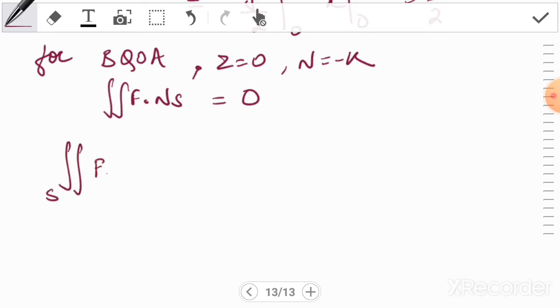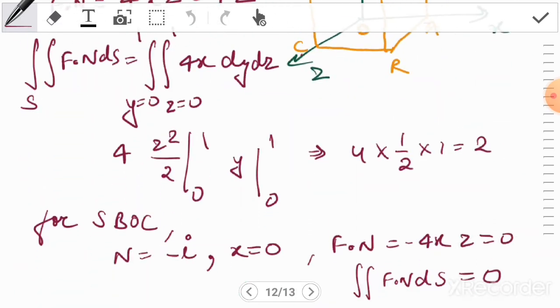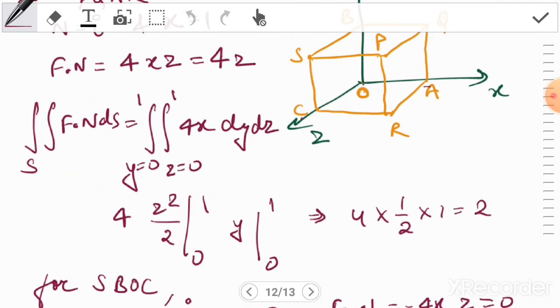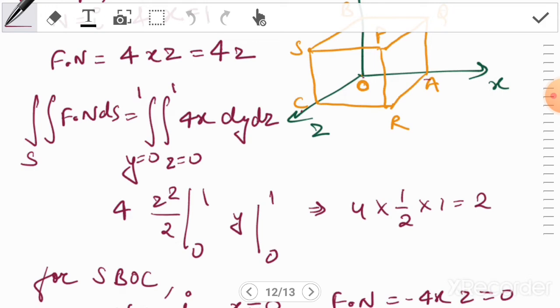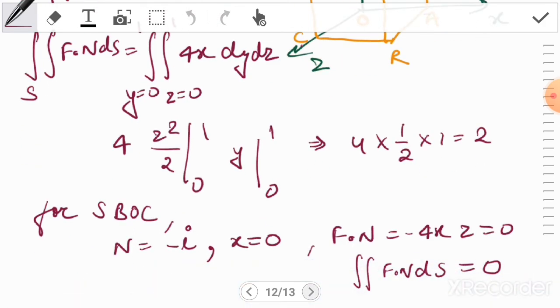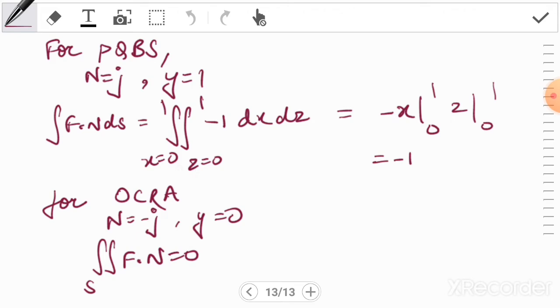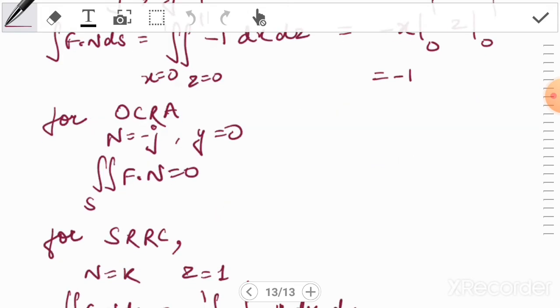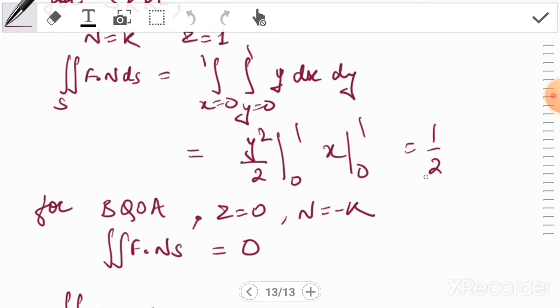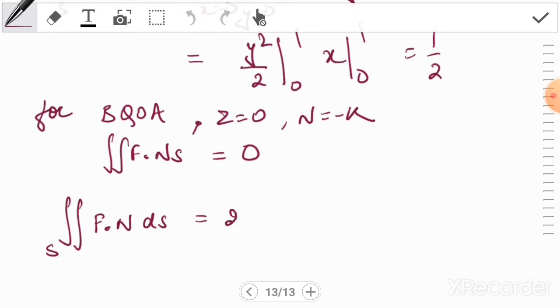So now the final value of the surface integration is, add them up. So summing all of them, 2 plus 0 plus minus 1 plus 0 and plus half. So 2 plus 0 minus 1 plus 0 plus half, which is 1 plus half, equal to 3 by 2. So this is the answer.